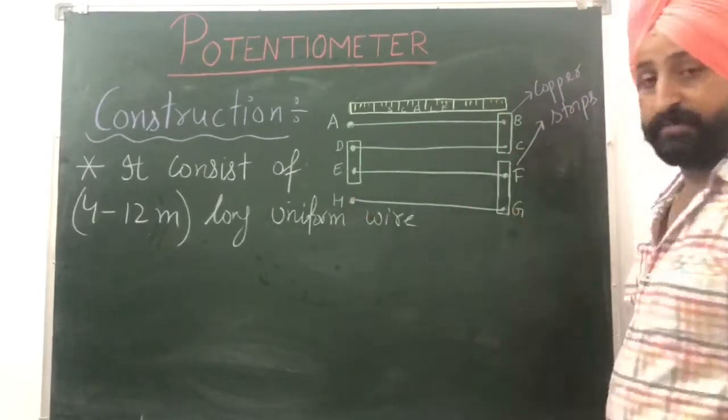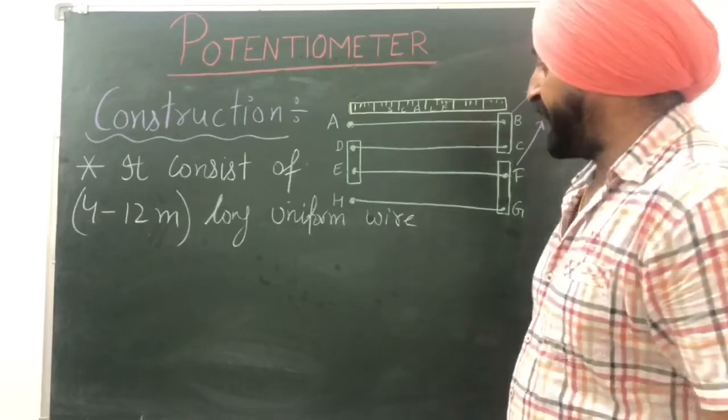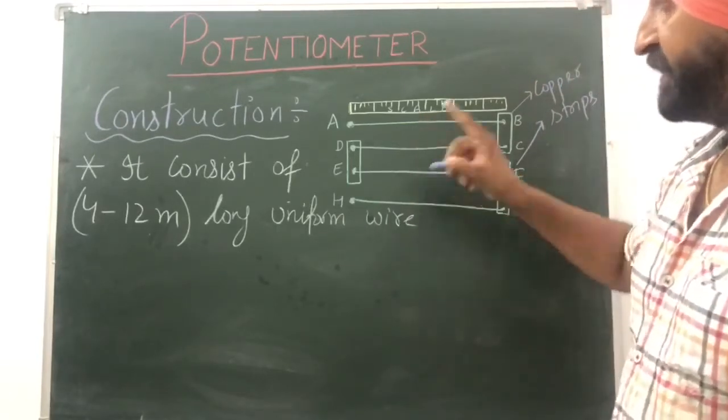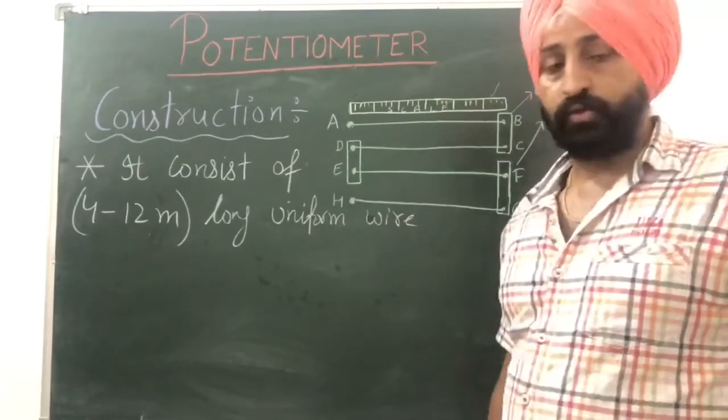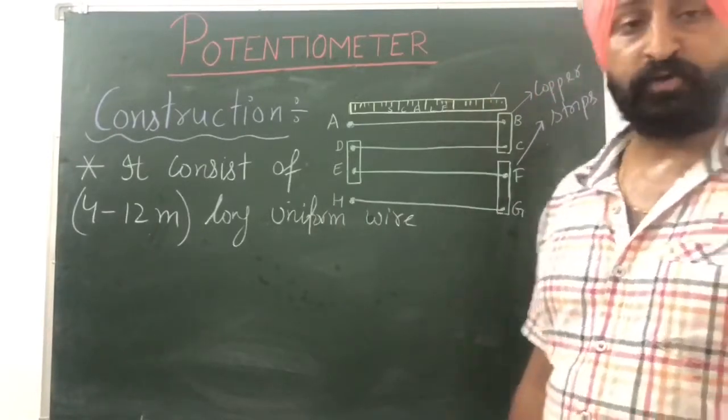Again this length is 1 meter. So in this way we have the wire of 4 meter length. A scale will be present over here to measure the length. So this is all about the construction of this potentiometer.